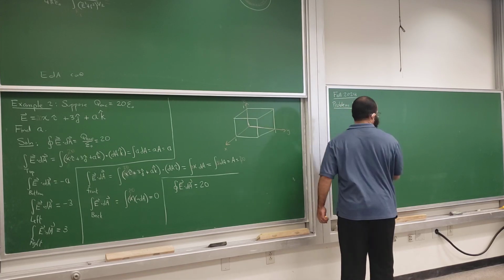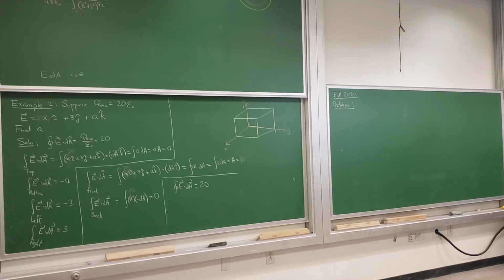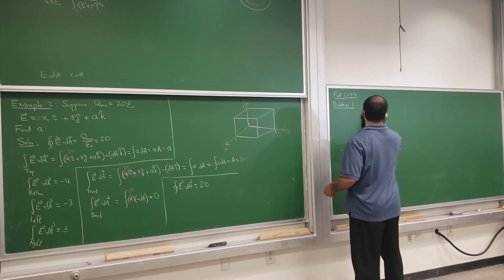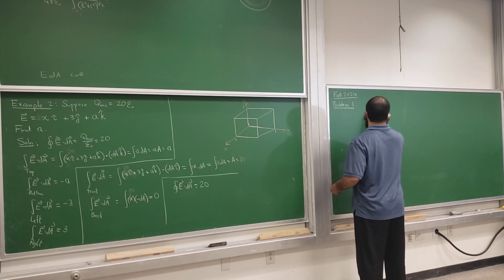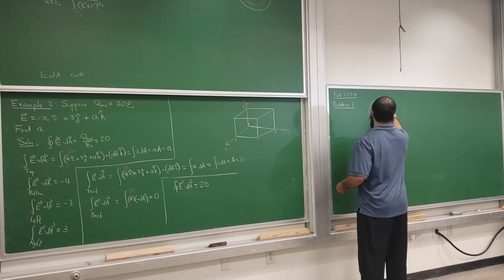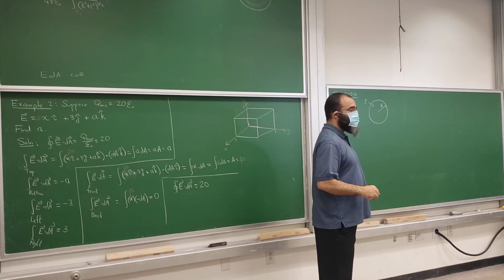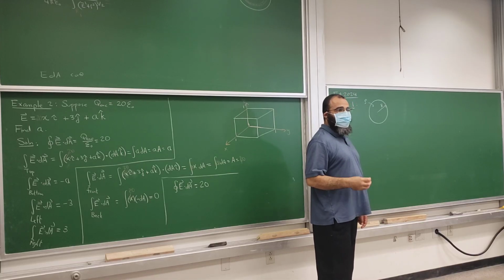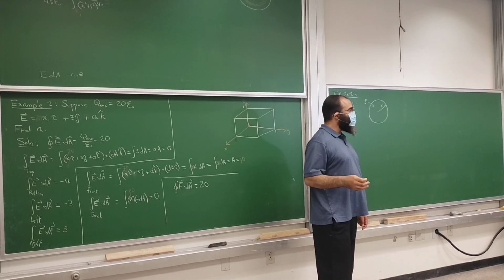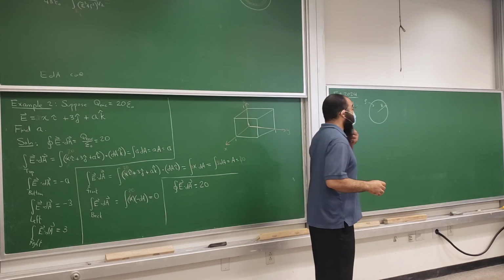Let's start with problem one. Problem one is very standard. We have gone through this many times. But consider a solid sphere with uniform charge density. So, a solid sphere with radius capital R, and charge density rho. It's uniform. Find the electric field inside and outside of the sphere.